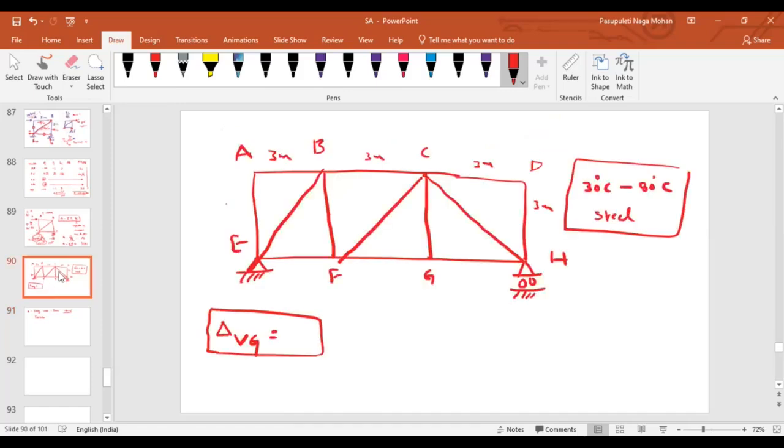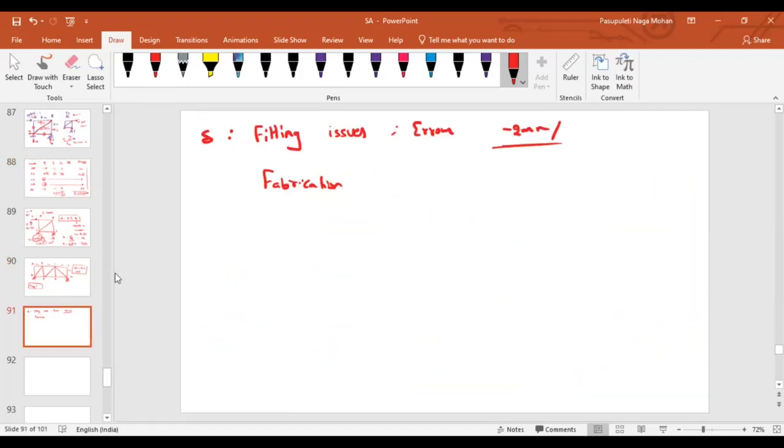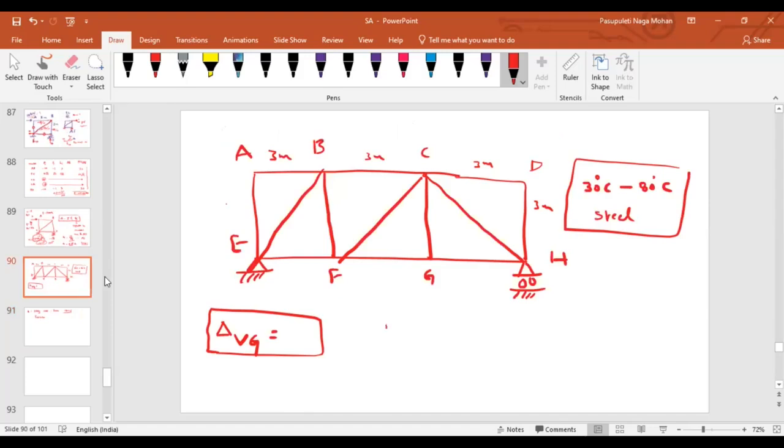Here in this case, there are no applied forces, so there is no need to write this entire table. Instead, I will simply write member, capital Fi, and delta I, and then I will multiply Fi times delta I. Now, I have so many members, let us say AB, BC, CD. What about delta I in AB?